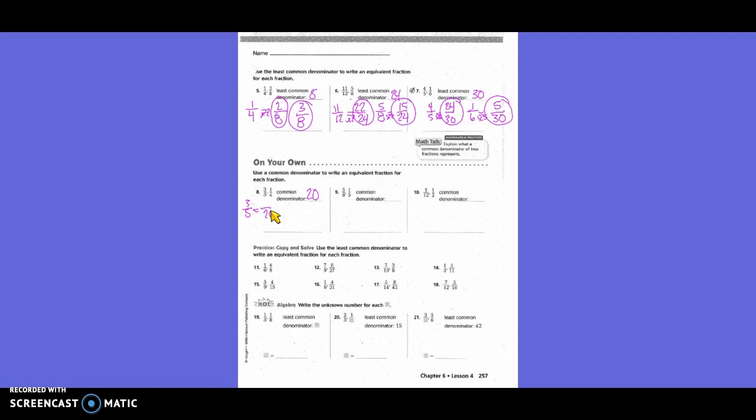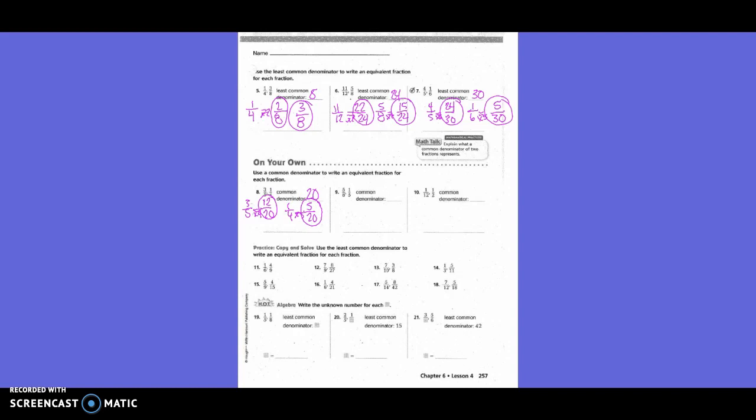How did I get from 5 to 20? Times 4. I do on the bottom, I also do on the top. 3 times 4 is 12. So 12/20. And then 1/4 equals something over 20. How did I get from 4 to 20? Times 5. So 1 times 5 is 5, right? So 5/20.